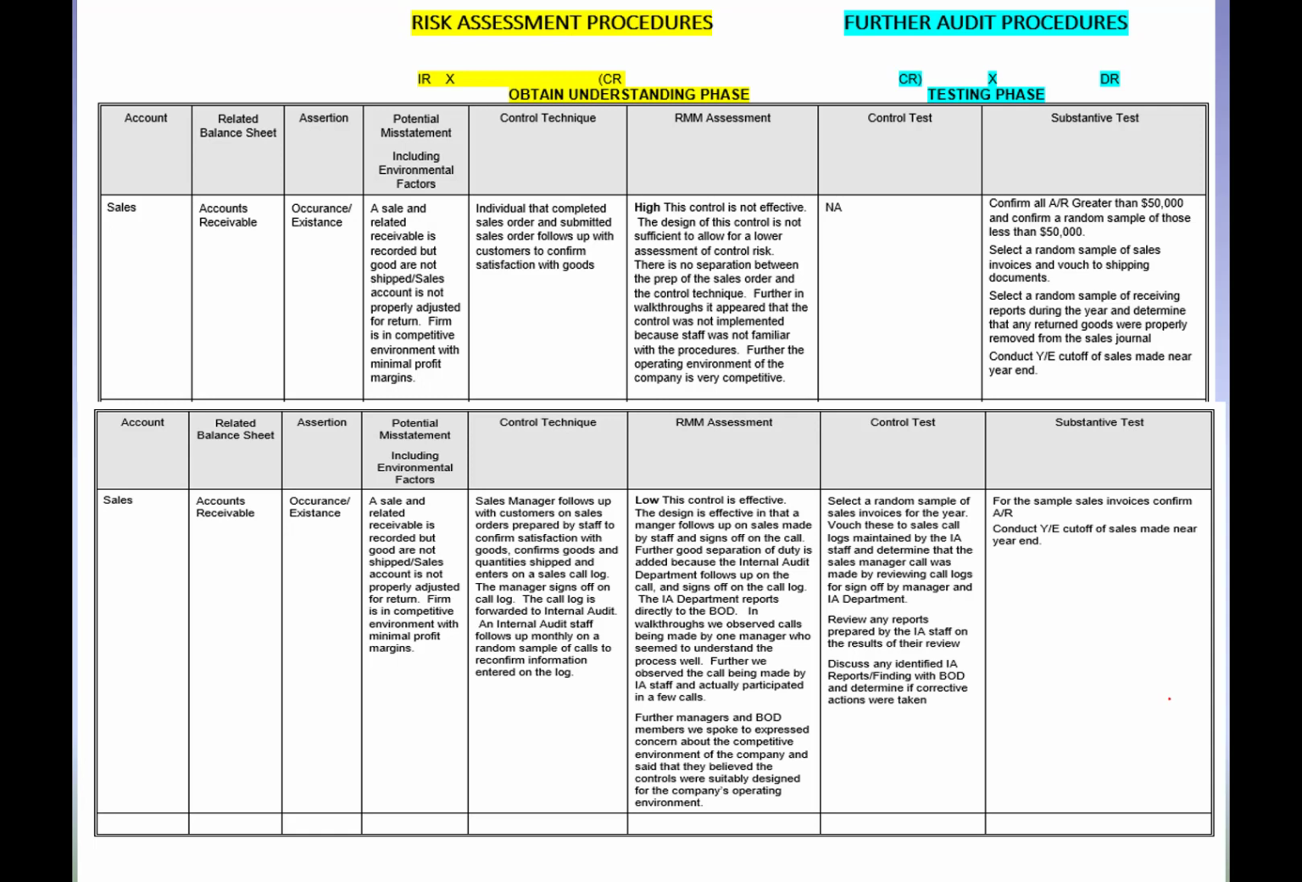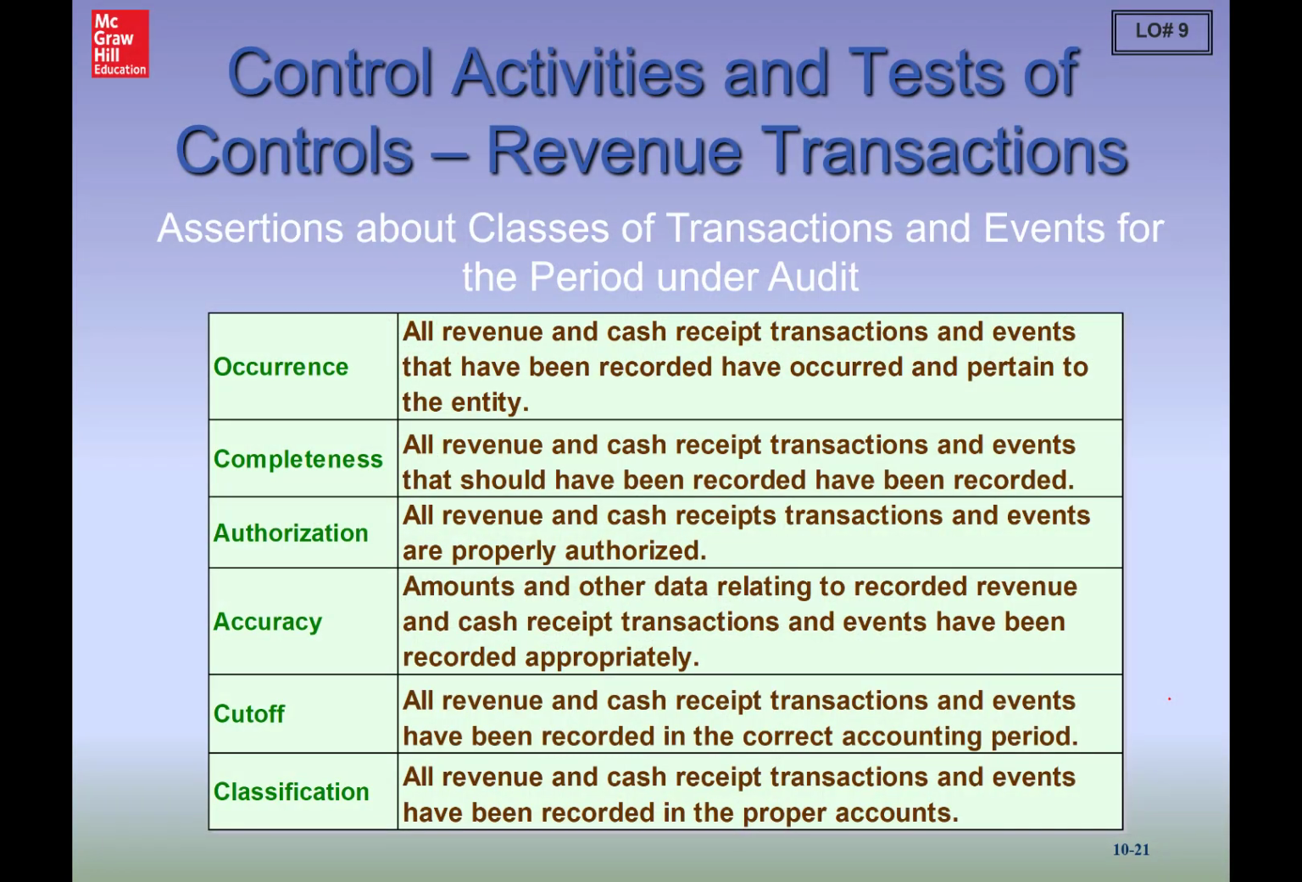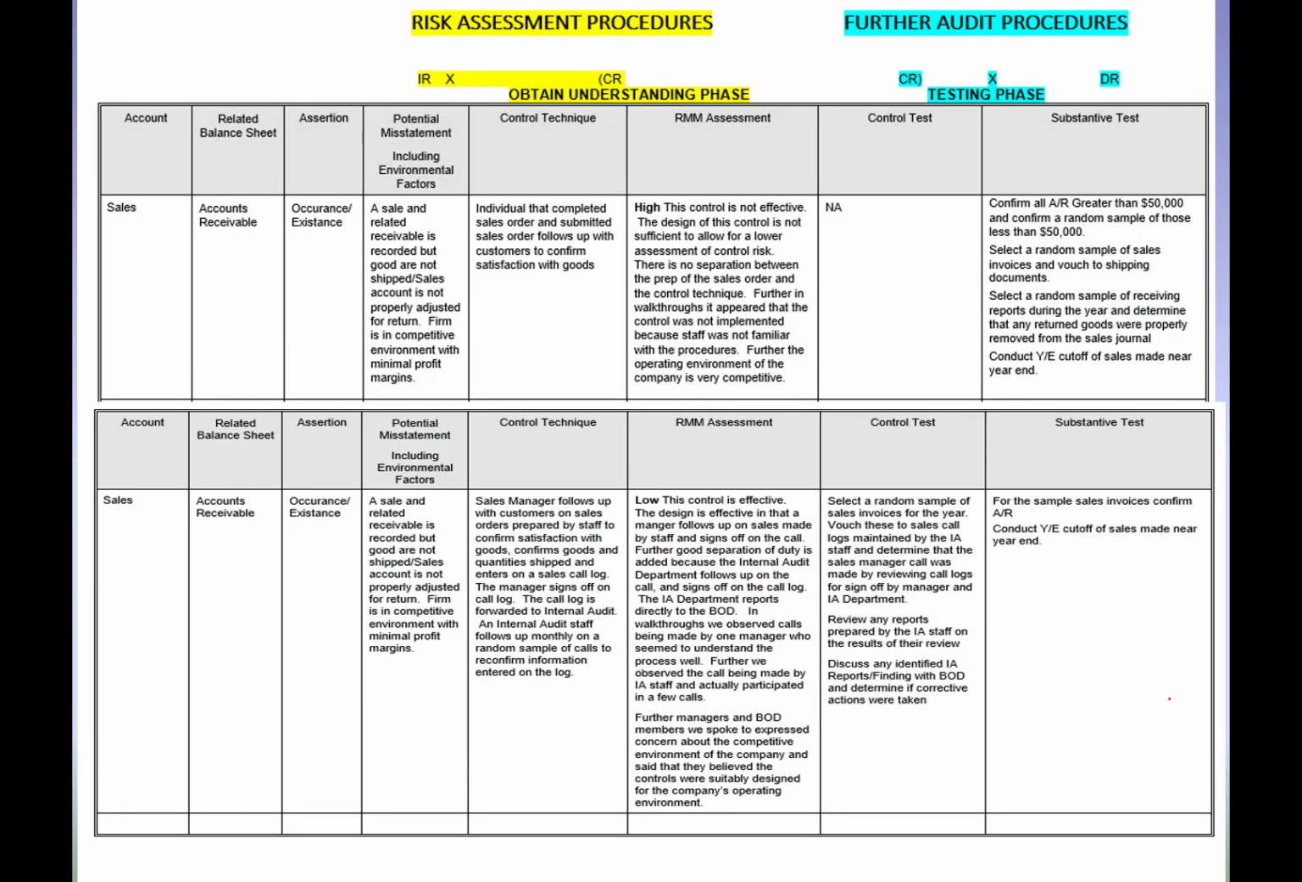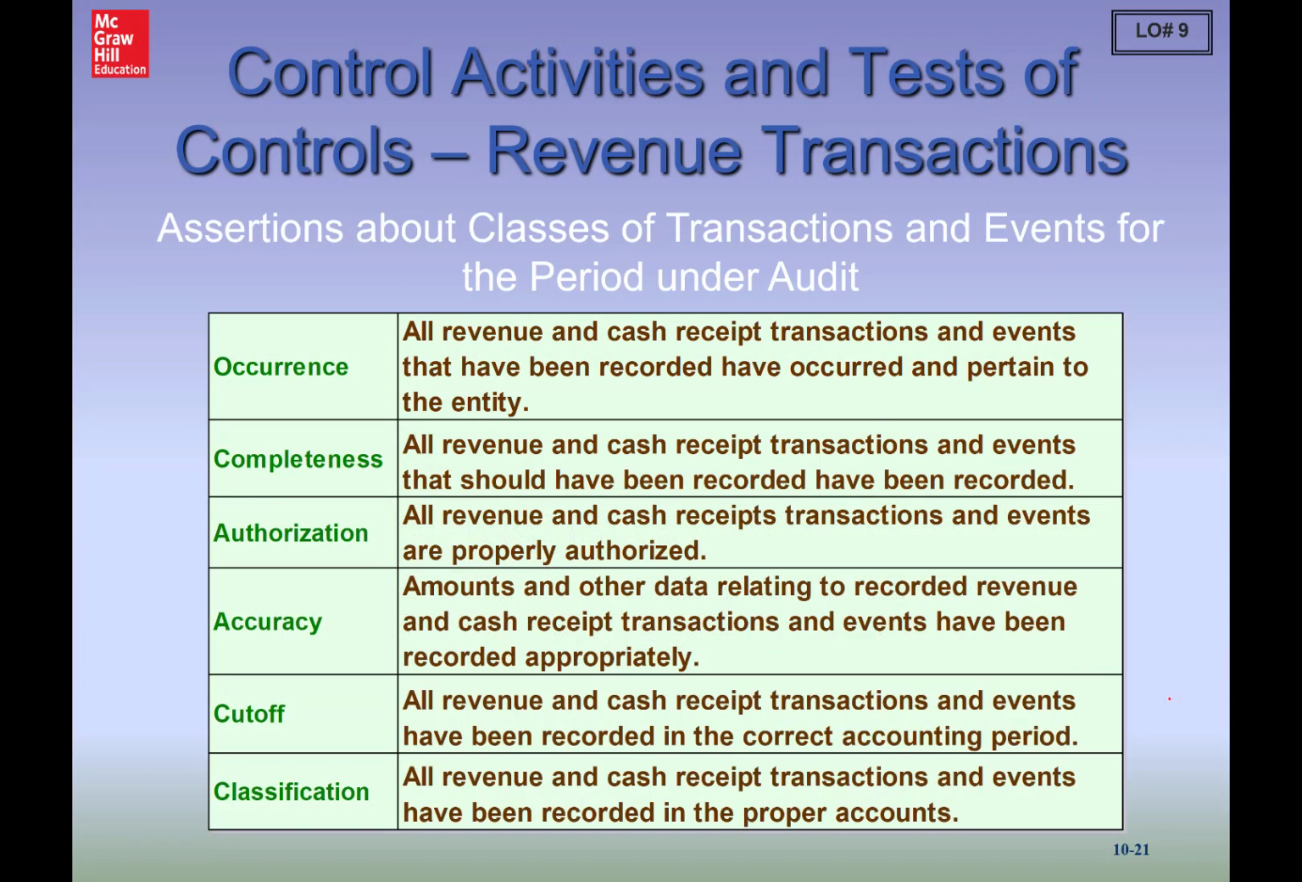You might document something like this, right? And we had this in previous slides, in the previous chapter, I should say. Okay, good. Now, I do it for occurrence here. We have the full set of assertions, don't we? Occurrence, completeness, authorization, accuracy, cutoff, classification.